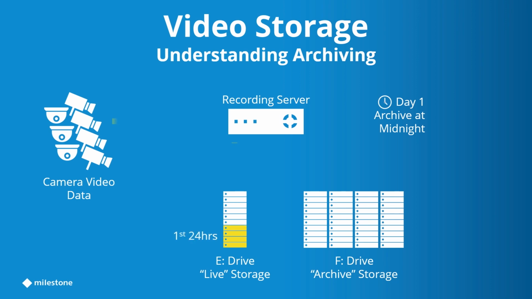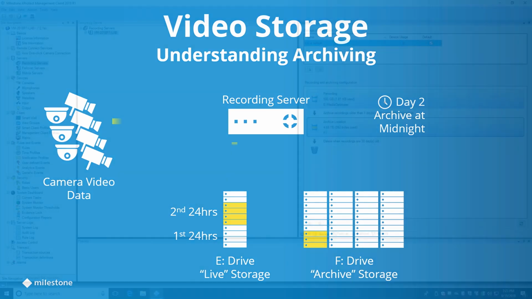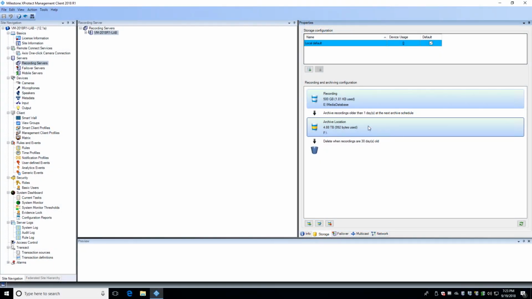This means that on day 1 at midnight, nothing will happen. This is because there's not yet any video on the storage drive that is older than 24 hours. On midnight the following day, the archive will occur, and the system will detect that there is 23 hours, 59 minutes, and 59 seconds of video older than 24 hours, and will then move that older video to the archive location, leaving behind the most recent 24 hours. Archiving does not empty the live storage location, but is instead copying off video that exceeds the specified retention time.